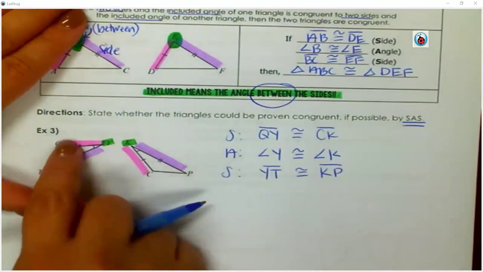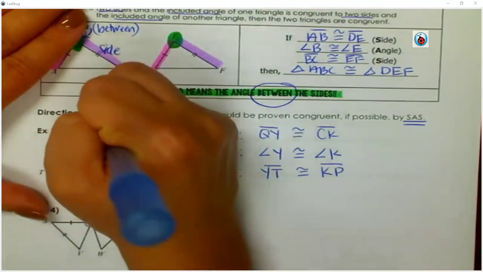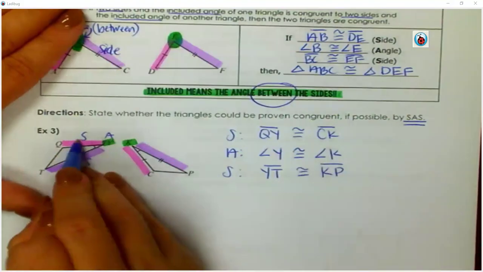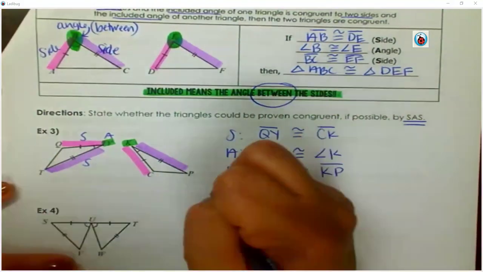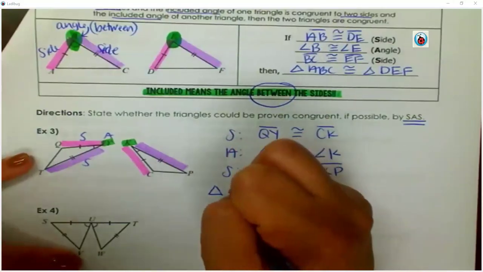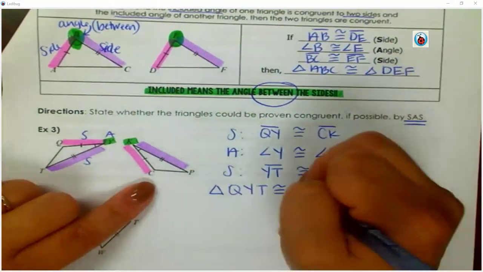Well, if you notice, side, angle, side, side, angle, side. So I have side, angle, side. I can say that, yes, the angle is between. And so because of that, I can confirm triangle QYT is congruent to triangle.